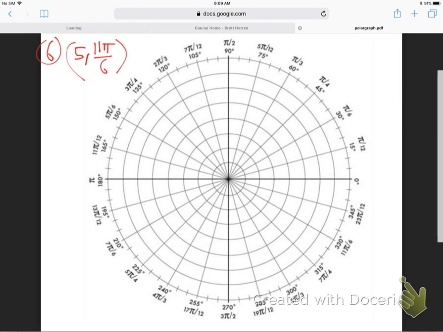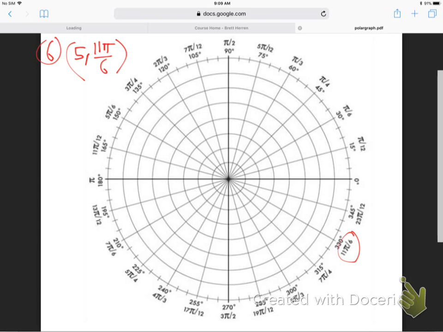So that's pretty easy for y'all, I'm sure. Just point to 11 pi over 6. Where is 11 pi over 6? Oh, yeah, thank you. There it is. 11 pi over 6.